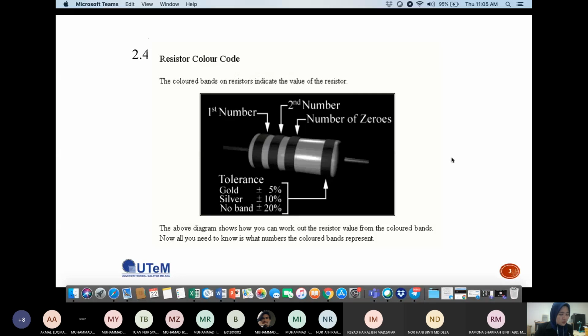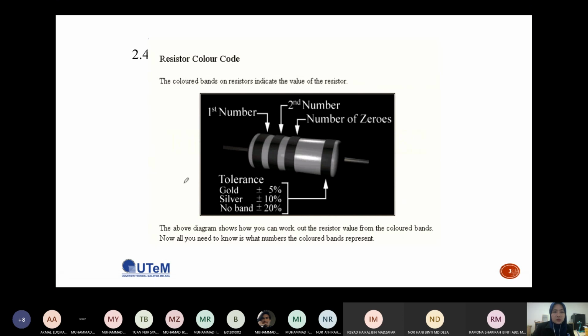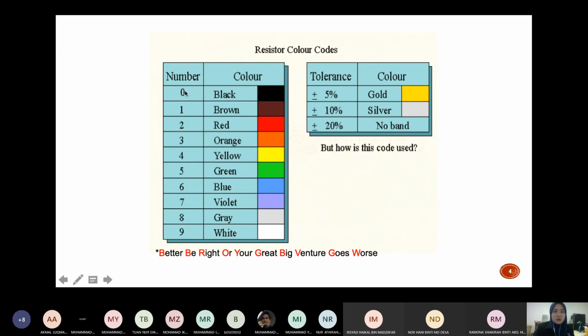So now, how can we actually know the value of the resistor based on these colored bands? You need to remember the value for each color. If you refer to this table, the color black is 0, brown is 1, red is 2, and so on. So basically you have 10 colors in total for the color band.